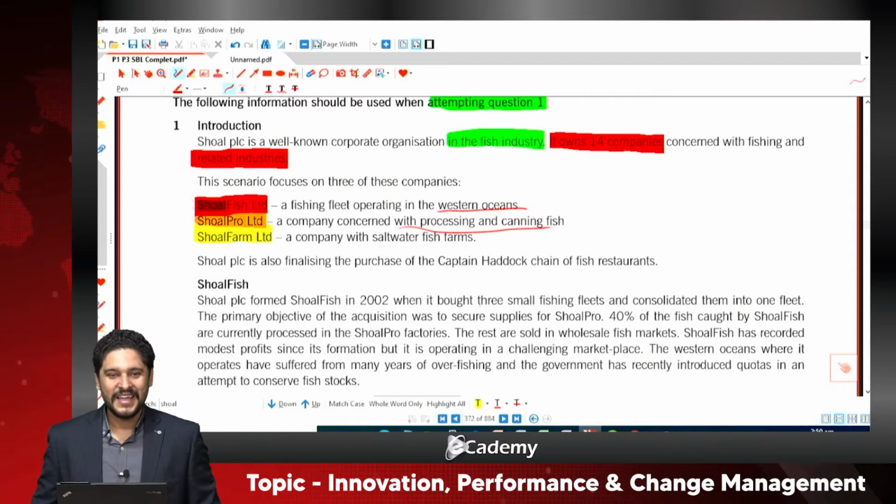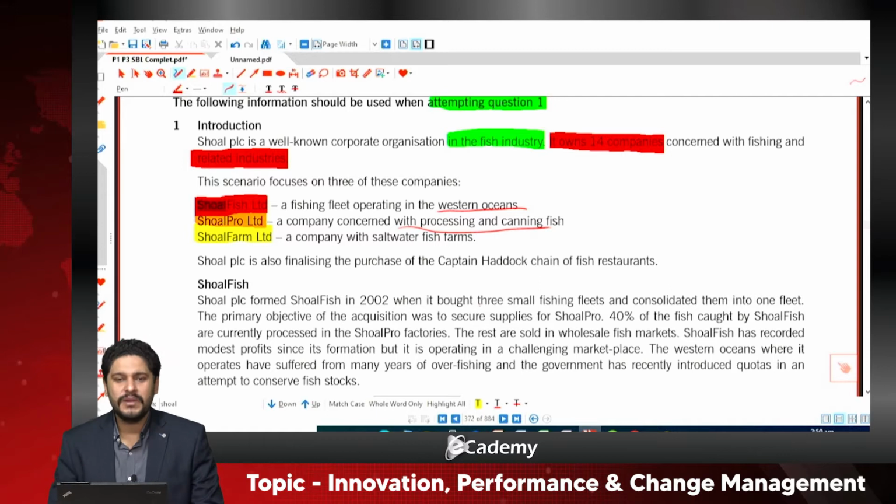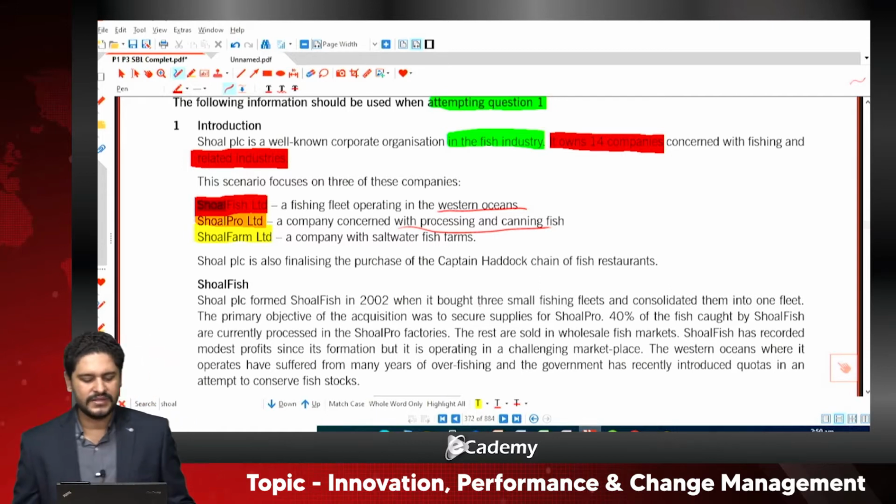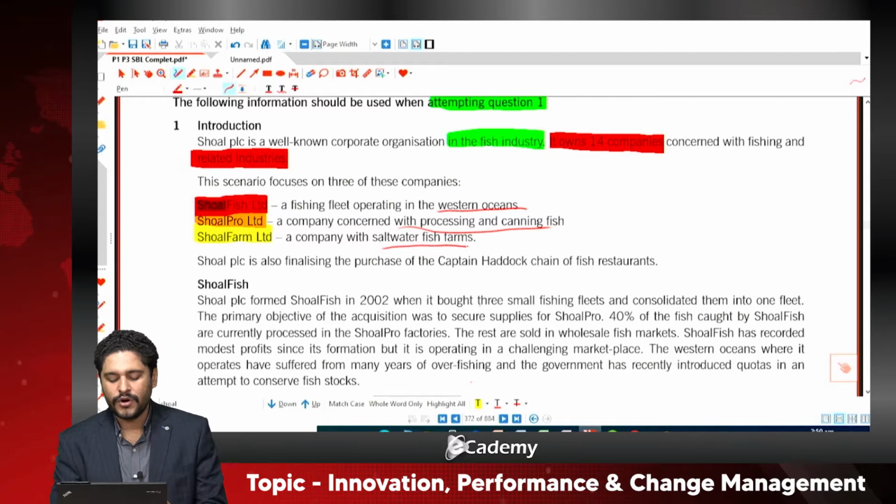The name seems to be 11 Plus Pro. Okay, so let's move forward. Shoal Farm Limited as well. We have got Shoal Farm Limited as well, a company with a saltwater fish farm.